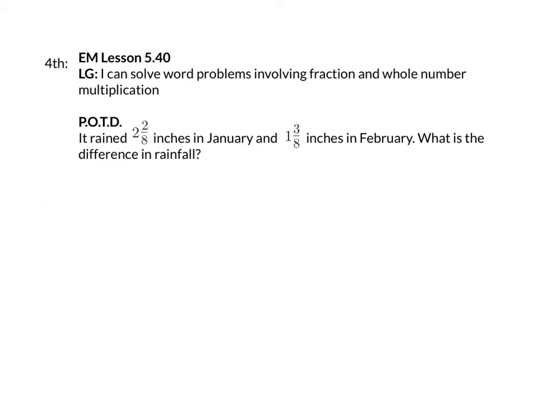It says, it rained 2 2/8 inches in January and 1 3/8 inches in February. What is the difference in rainfall? What is the question asking us to find? Sanvi? Yeah, we want to find the difference in the amount of rain. So we need to know, of course, that it rained 2 2/8 inches in January and 1 3/8 inches in February. Whenever we solve word problems, we have to RDW, read, draw, write.